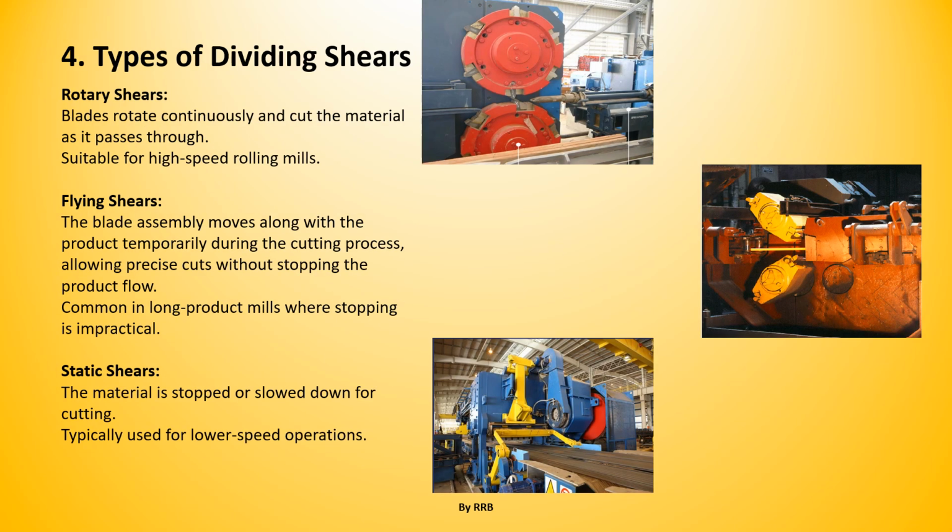Types of dividing shears: rotary shears, flying shears, static shears. In rotary shears, blades rotate continuously and cut the metal as it passes through, suitable for high-speed rolling mills. In flying shears, the blade assembly moves along with the product temporarily during the cutting process, allowing precise cuts without stopping the product flow. Common in long product mills where stopping is impractical.